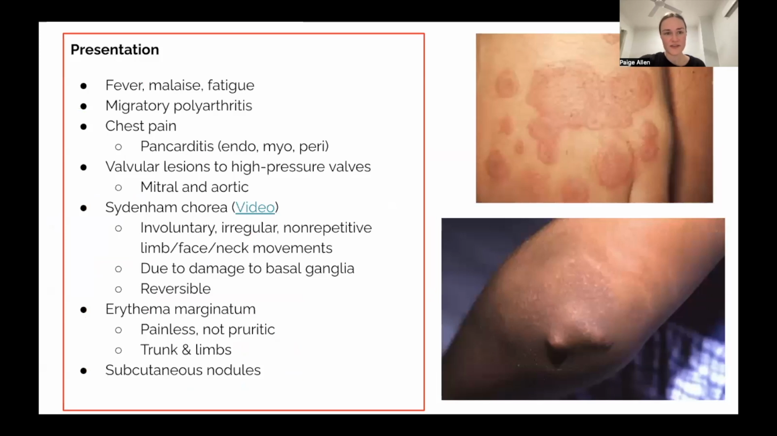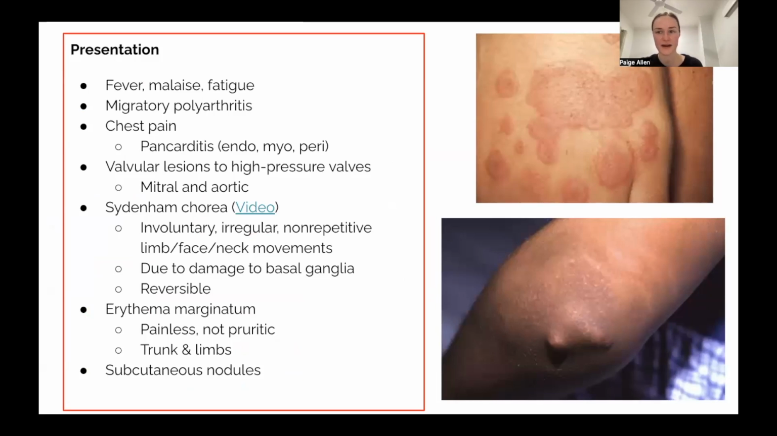All right, so the way that actual rheumatic fever presents now, you get all your classic malaise symptoms. You get migratory polyarthritis, that's painful joints, but then it can spread to other joints in a random fashion. You get chest pain because they can often get pancarditis. So that's endocarditis, myocarditis, and pericarditis. They get valvular lesions, so you'll often hear a new murmur. And then they'll get Sydenham chorea.